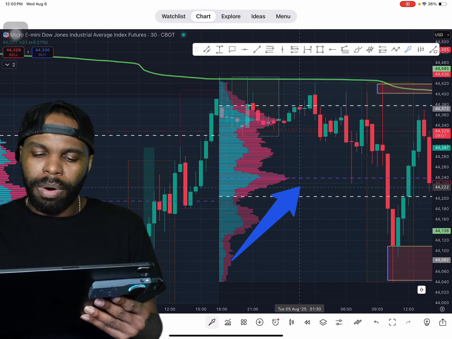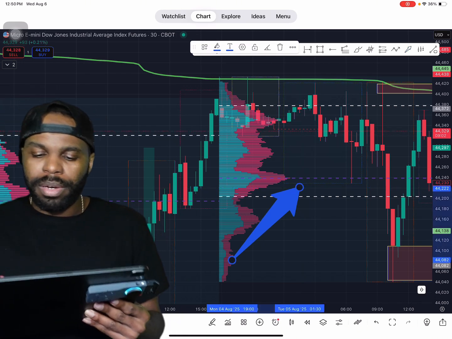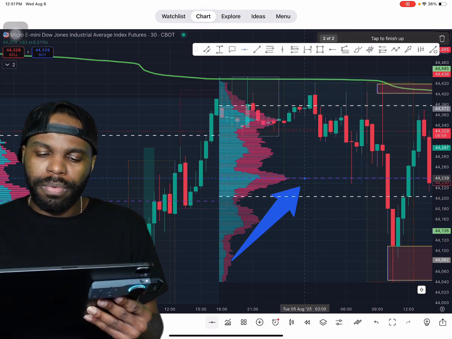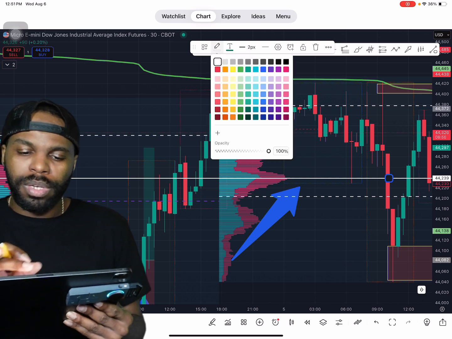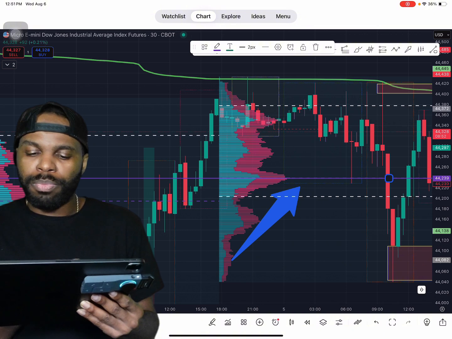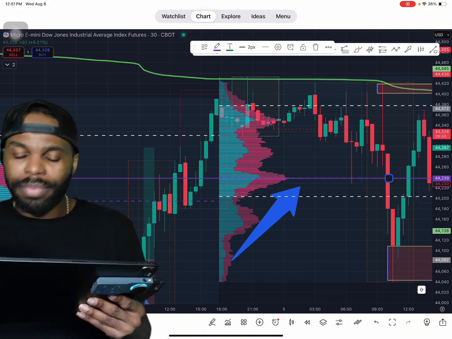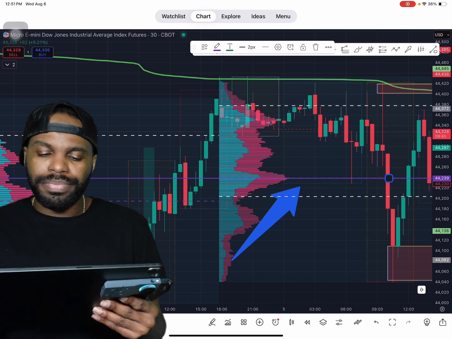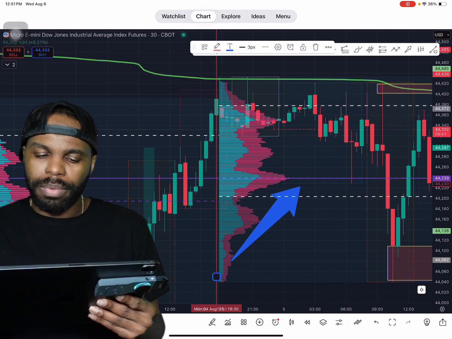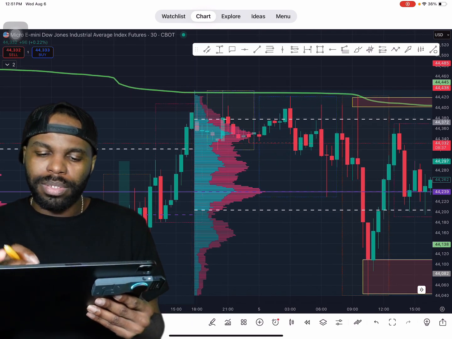So I'm gonna mark up this point of control key level here, and I'm gonna take my horizontal tool here and I'm gonna put it right over it. Okay, I'm gonna show you guys the reason why I do this. So I got my point of control. This purple horizontal line right here is my point of control, basically. All right, now there's other levels. Let me delete that.